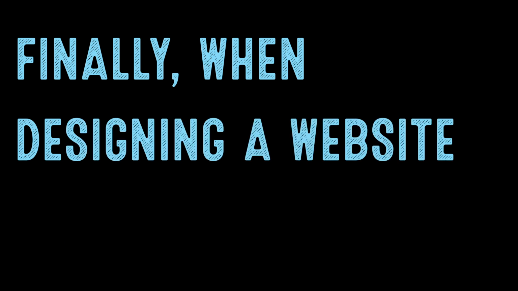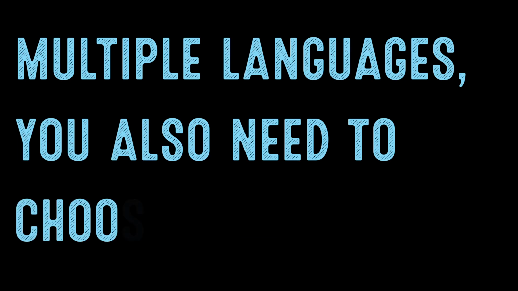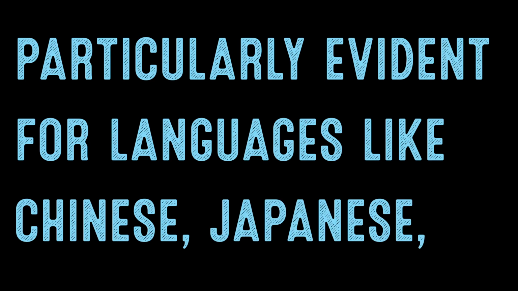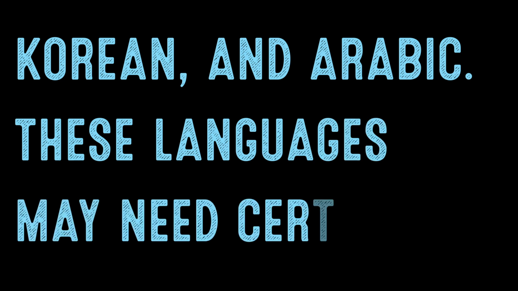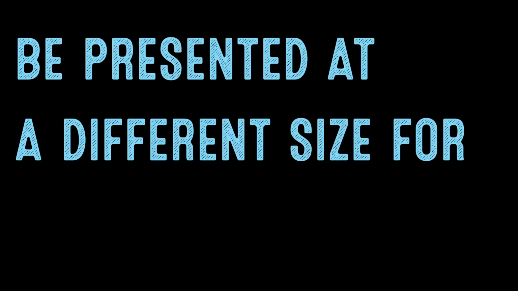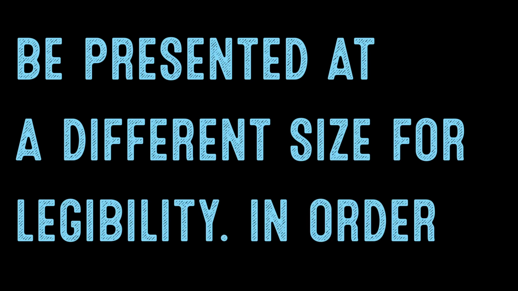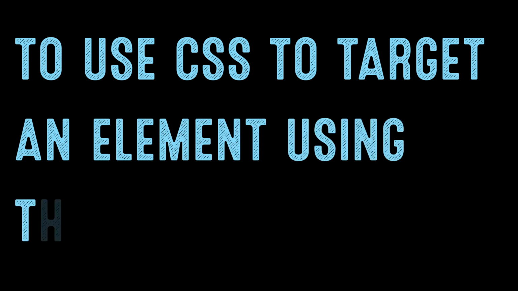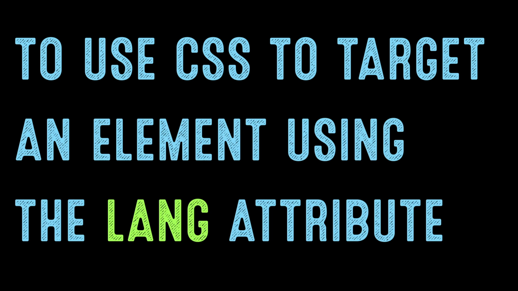Finally, when designing a website that supports multiple languages, you'll also need to choose a typeface that supports the languages on your site. This is particularly evident for languages like Chinese, Japanese, Korean, and Arabic. These languages may need certain typefaces that support their glyph system as well as be presented at a different size for legibility. In order to use CSS to target an element using the lang attribute, we can use a pseudo element.